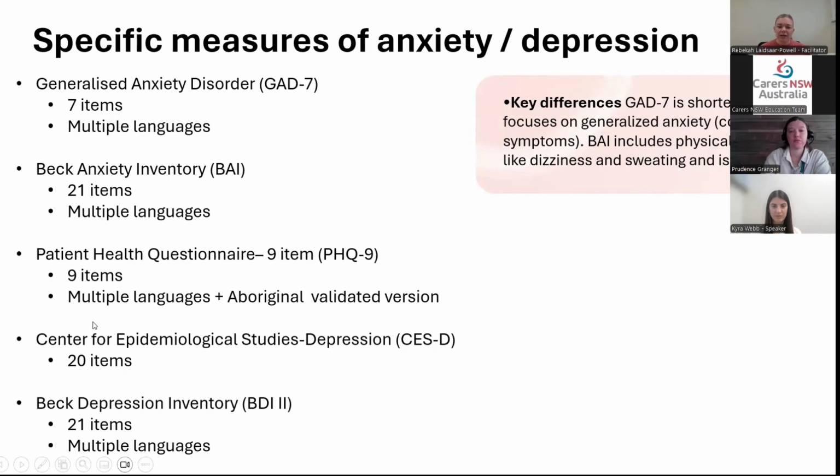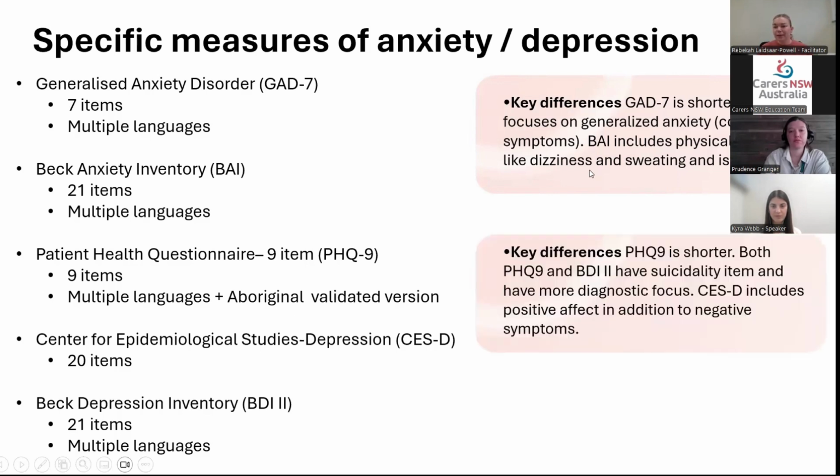Then we've got 3 measures of depression. We've got the PHQ-9, the CESD, and the Beck Depression Inventory. So again, there's lots of similarities and differences between these. Of course, PHQ-9 is shorter. PHQ-9 and the Beck Depression Inventory also have a suicidality screening item. That could be important for specific types of studies or specific types of populations, so that might be a consideration that you want to take into account.